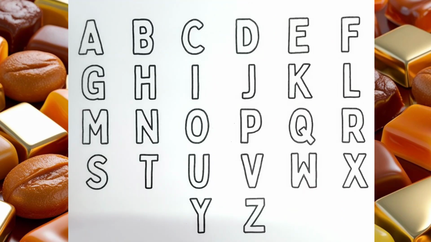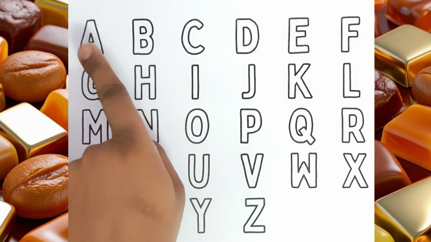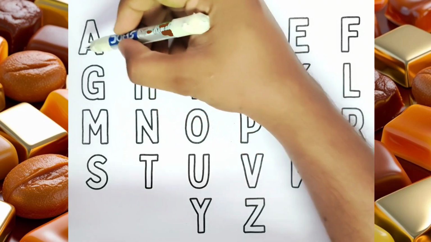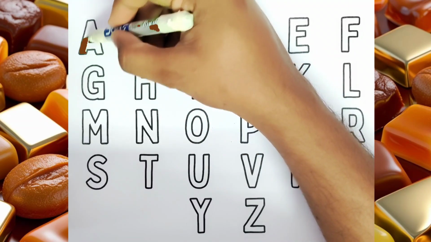Today we are going to learn alphabets. We will be coloring from A to Z. Let us get started. This is A. A for apple.